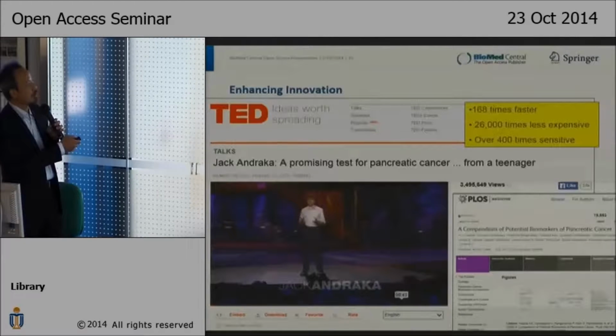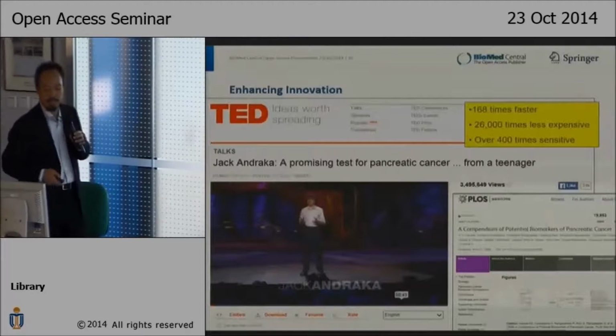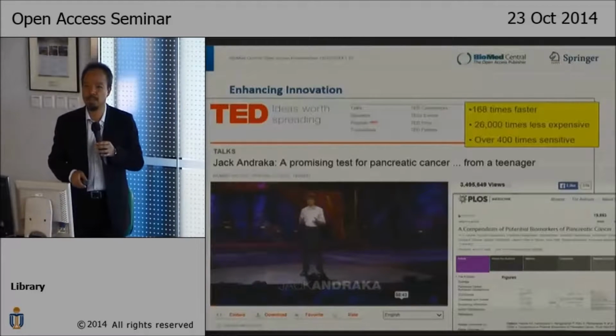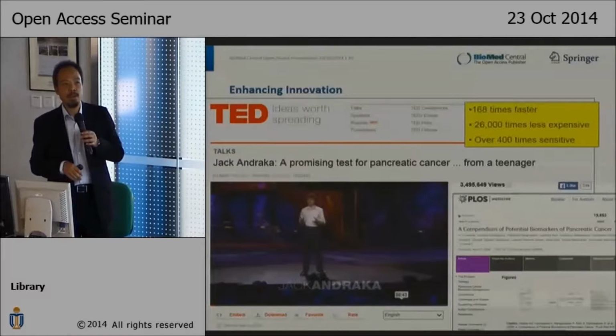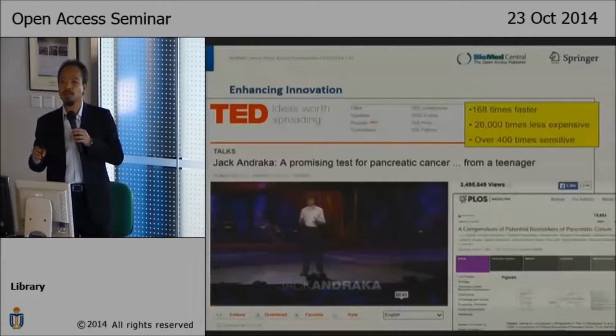There is an example. I'm not sure if anyone has heard of this kid. I think for Jack, he is getting famous. He is around 15 years old, but this is news for almost more than 2 years already. The reason why he's getting famous is that at the time he was still a high school student, but one of his relatives got pancreatic cancer.